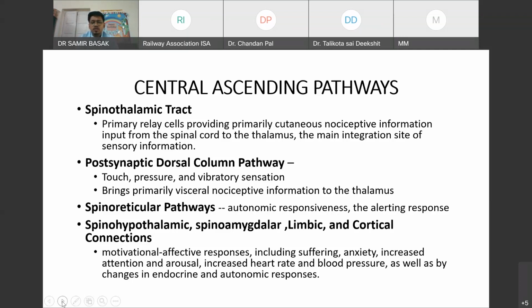And when we suffer, we cry, there is anxiety, and increased blood pressure and heart rate. As we see on the anesthesia monitor, a patient under pain has increased heart rate and increased blood pressure. But by what mechanism do they increase? By autonomic and endocrine response. And which pathway is responsible? The limbic system, spinohypothalamic, cortical connections. All these are responsible for our awakeness, our attention, our increased heart rate, increased blood pressure. The limbic system is important for increased heart rate and blood pressure.